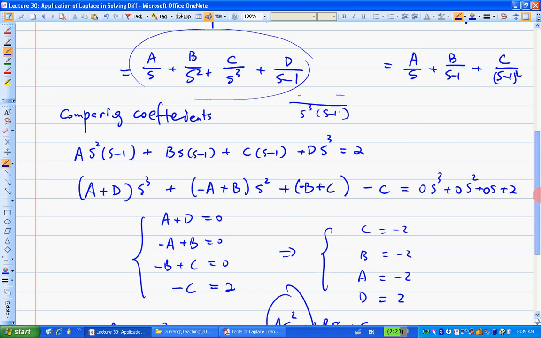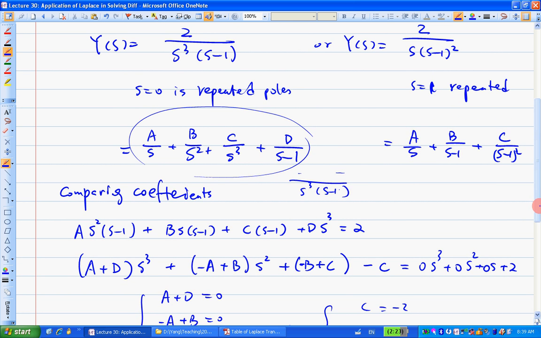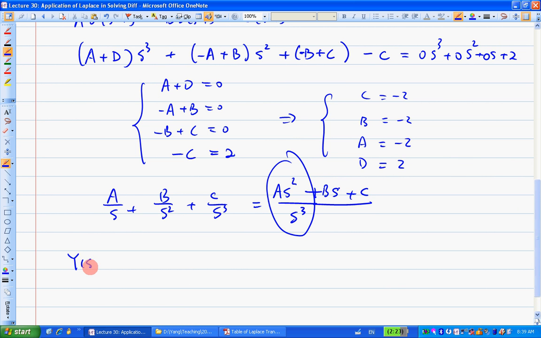So then what do I have here, right? So y of s, plugging everything in, equals negative 2 over s, and b is negative, c is negative, and d is 2.